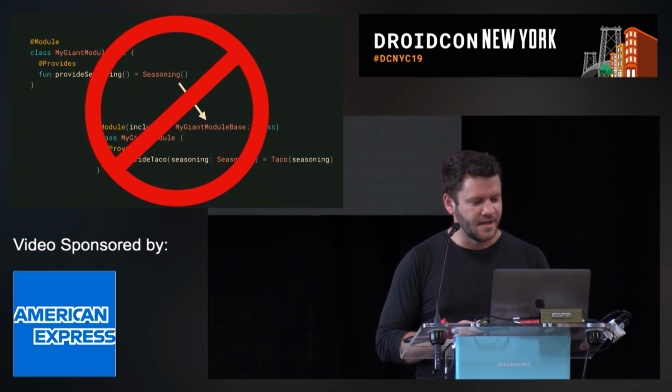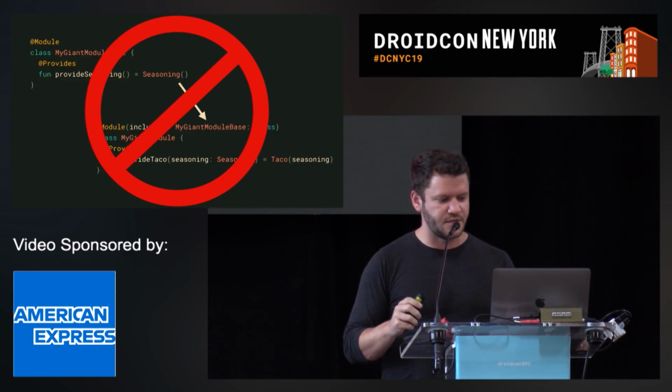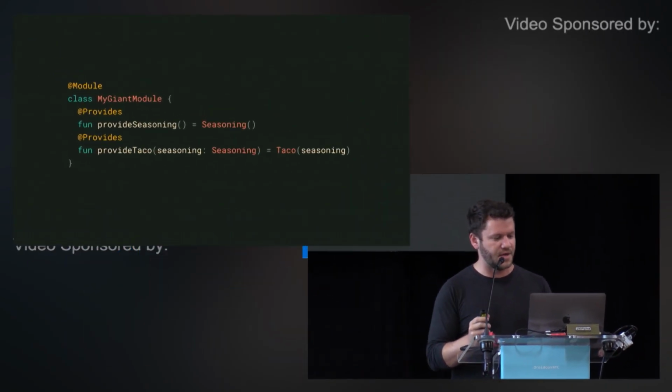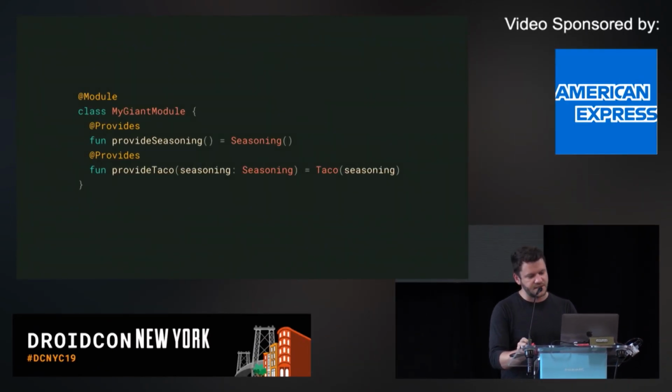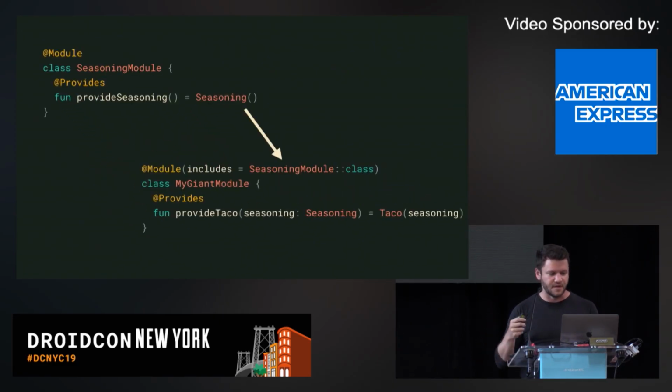It's the right spirit. But we can make a couple tweaks to this approach, and I think that you'll end up with something better. So let's look at this again, but instead of making a base module and pulling stuff out from the top, let's think of it a different way, and let's pull things out from the bottom. So in this case, let's say pull seasoning out to its own module that my giant module depends on.